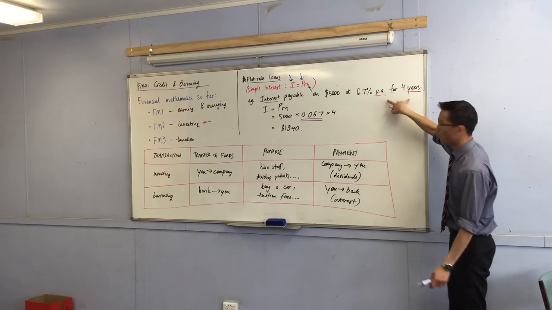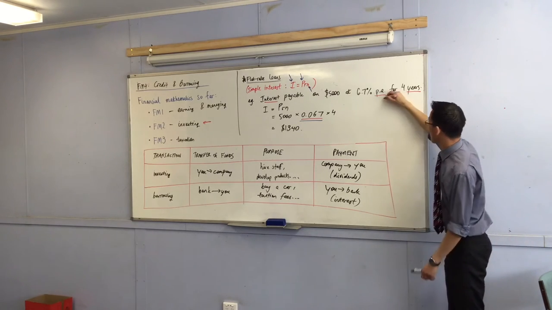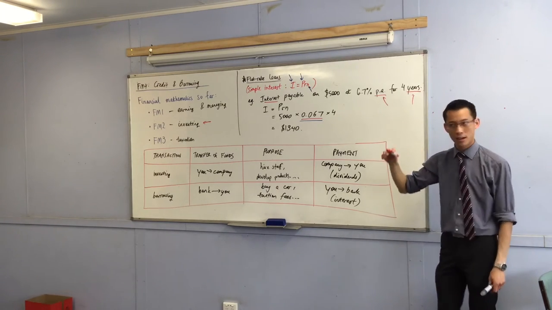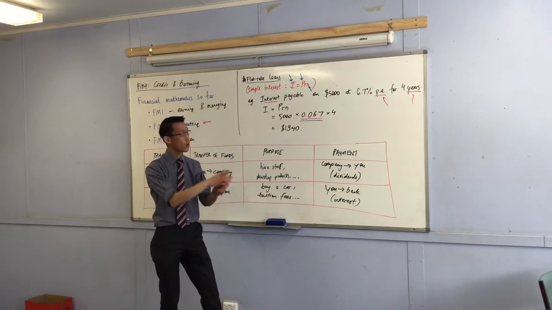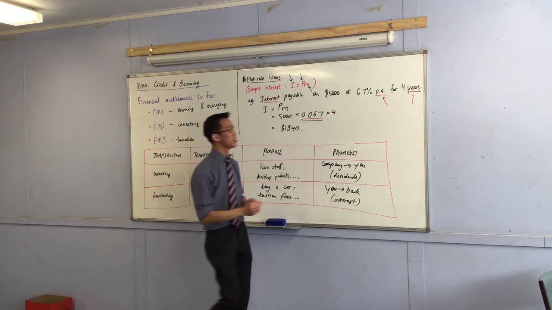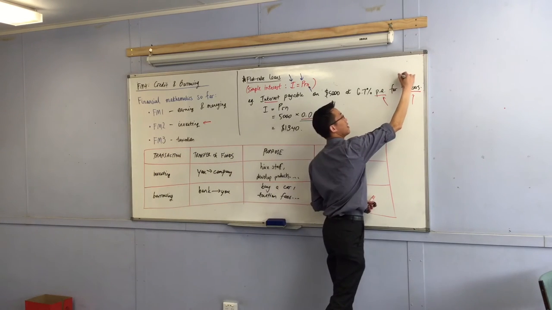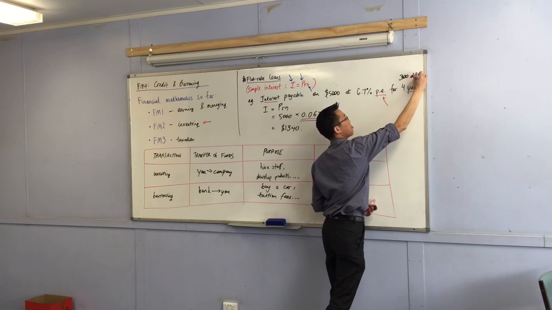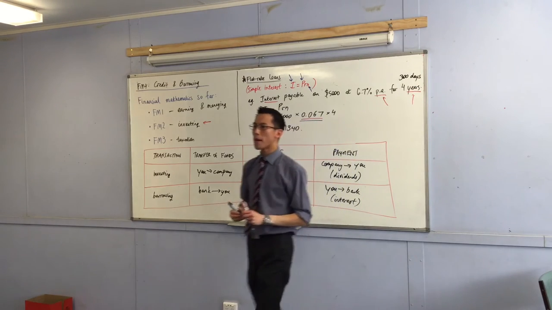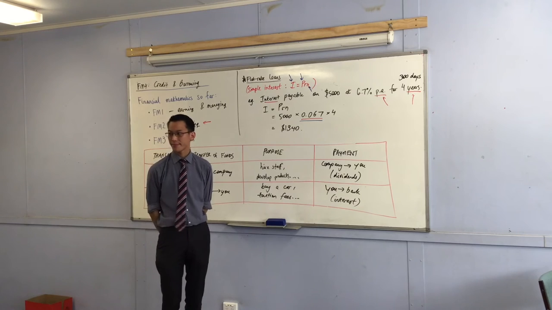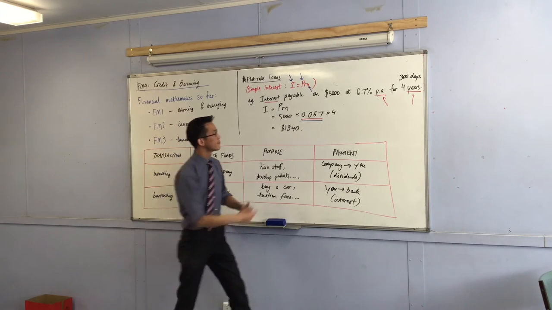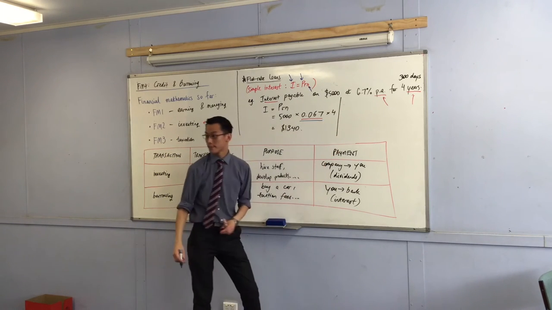Okay, now you've got to watch for these. I gave you a simple example to start with where they happen to match together, but they might not match, right? Let's just change this a little bit. Let's take the same question, but instead of saying 4 years, let's suppose it said 300 days. What am I going to have to do here? It's different, yeah. Pretty much the same formula, but instead of times 4, it's times 300 over 365.